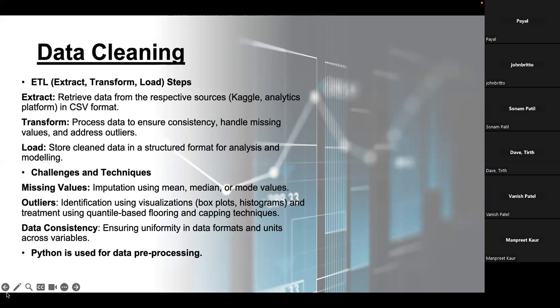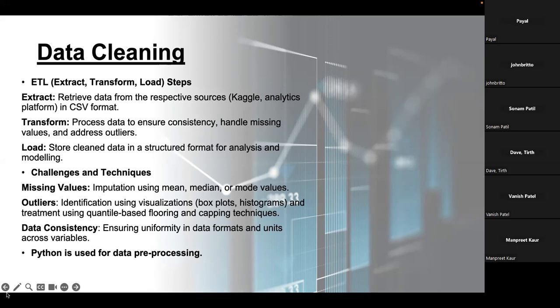So our topic over here is data cleaning. Talking about data cleaning, it's about the extract, transform, and load steps which are involved to retrieve the data from the respective sources, which we have taken from Kaggle and different analytics platforms as well, which are in CSV format. They are all transformed, that is, processed to ensure consistency, handle missing values, and address any outliers or null data. We have also loaded the clean data completely in a structured format for our complete project.